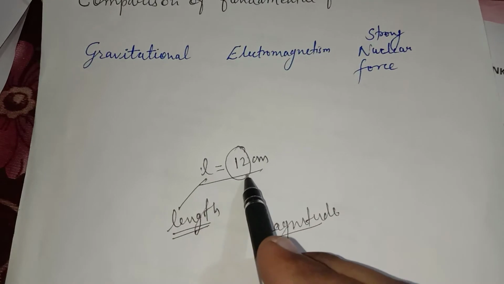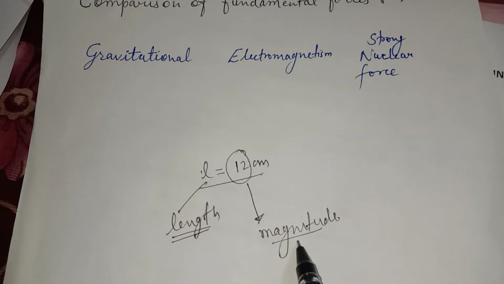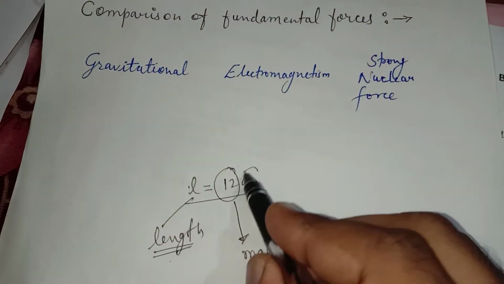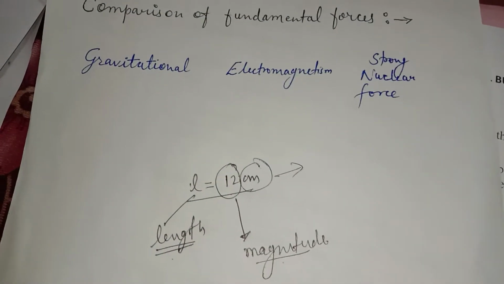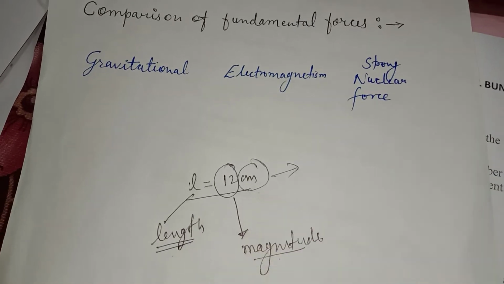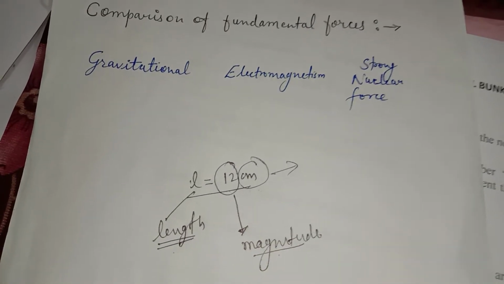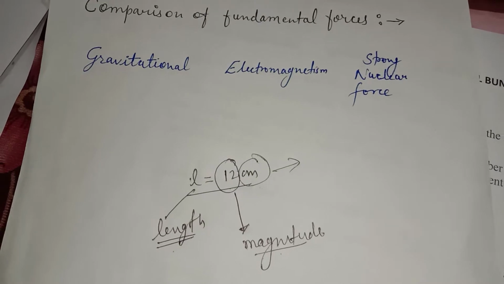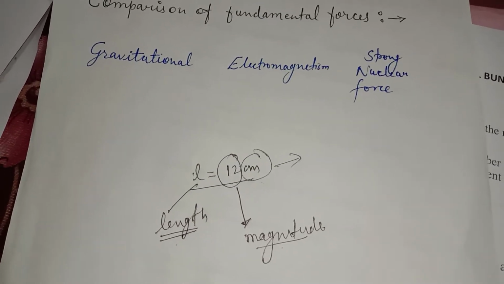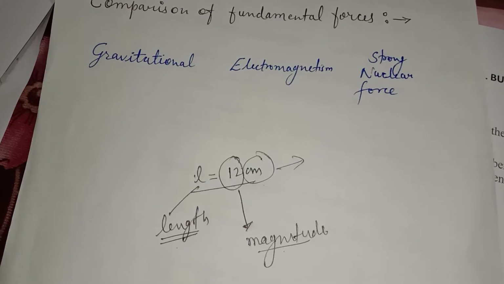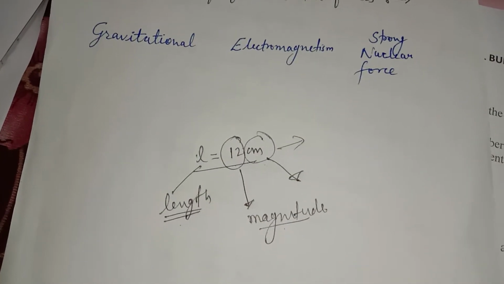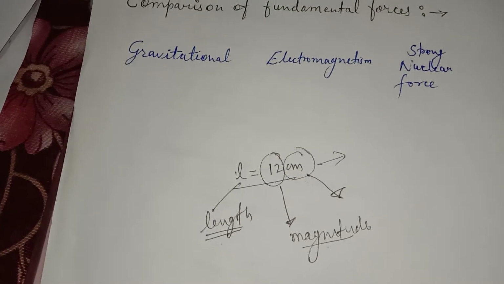The 12 is the number which shows the magnitude, and the physical quantity is length. And here the centimeter shows the unit, and it is known as the unit. If someone says that the length of the pen is 12, we cannot identify how much the length of the pen is, because the unit is missing. So this is the importance of the unit.